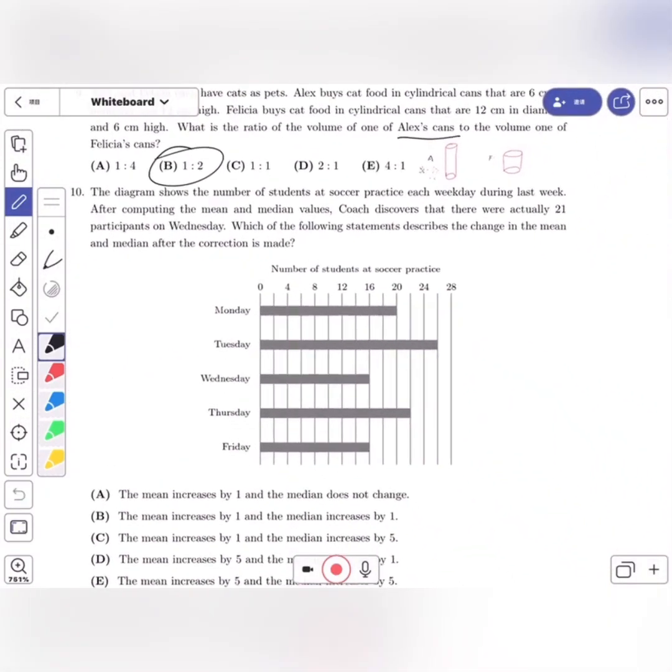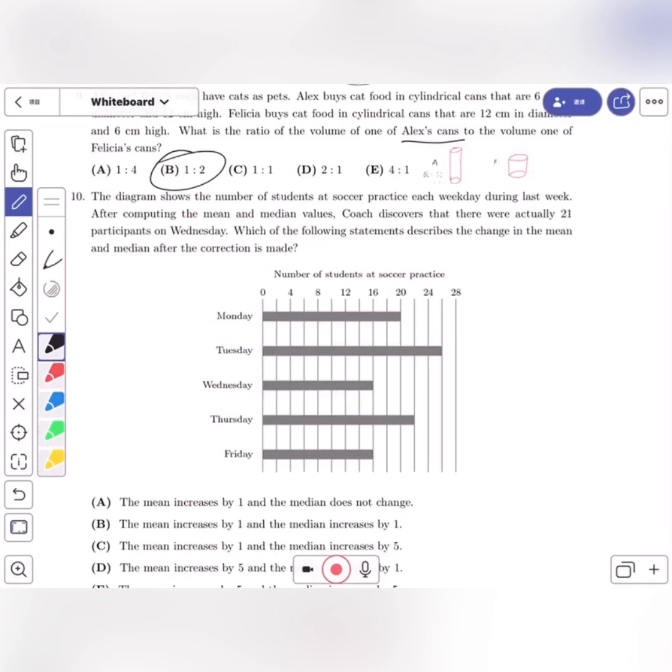Now number 10. The diagram shows the number of students at soccer practice each weekday during last week. After computing the mean and median values, coach discovers that there are actually 21 participants on Wednesday. Which of the following statement describes the change in the median and mean after the correction is made?